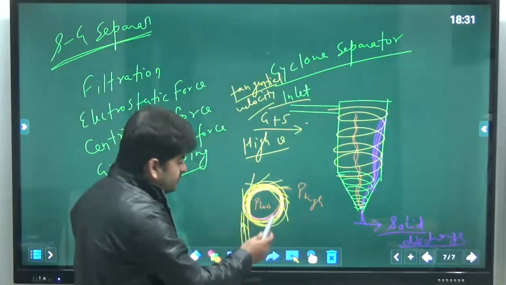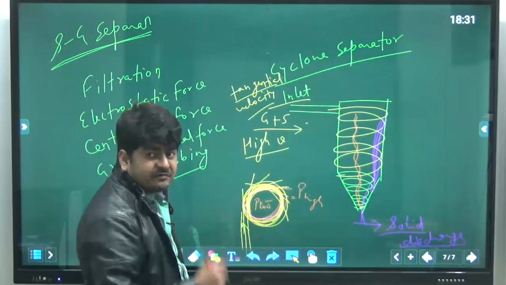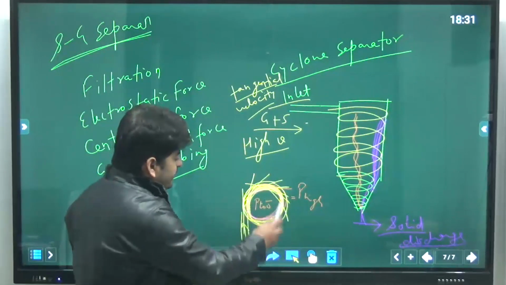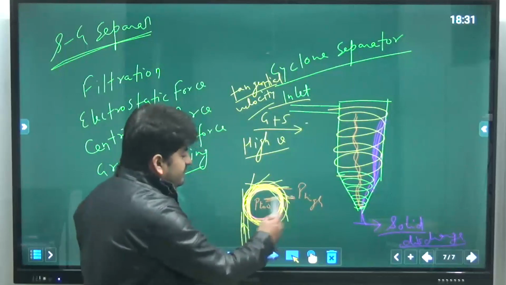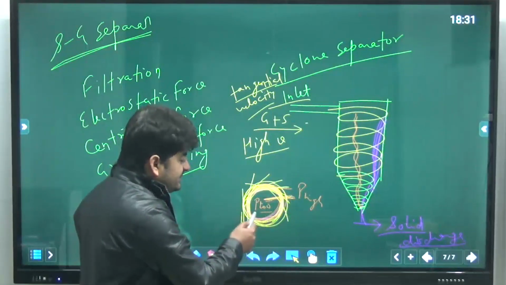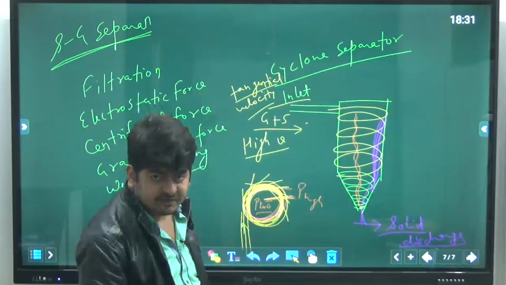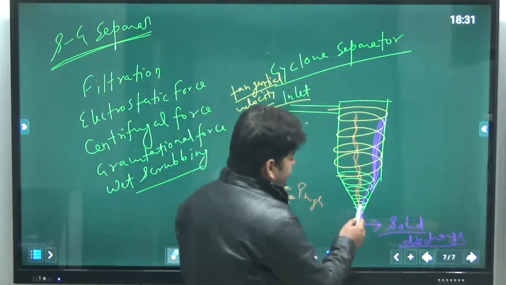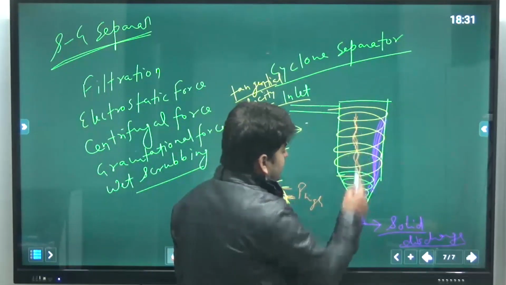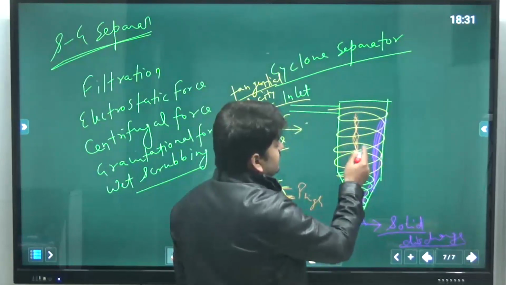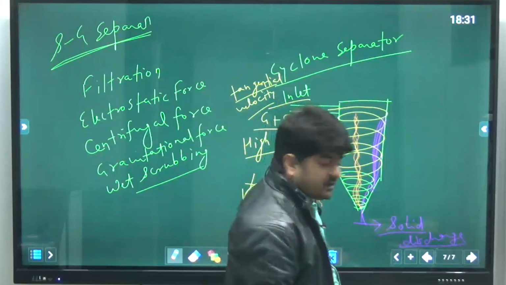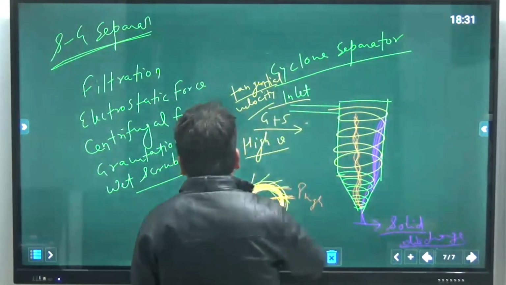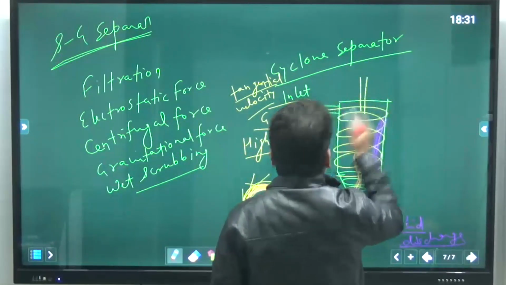Because the gases are moving along the walls, there will be a dynamic pressure difference because flow rate may change. All the other things are also there. So the pressure difference between near the walls and the central region will be dynamic pressure difference. Because of that, this clean gas will follow a rotating path like this, and it will move towards the top. But now obviously I want to separate that. So I will have one outlet pipe here.